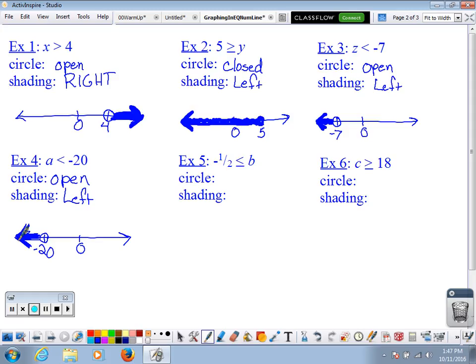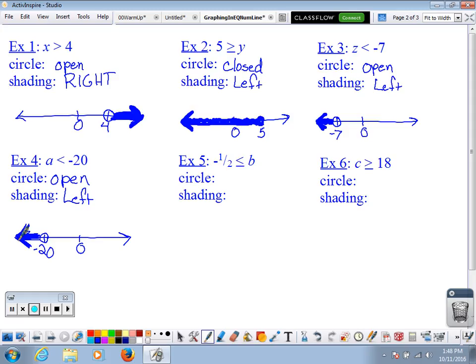Anywhere, so on number 2 here, any number in this shaded region is going to fit into this inequality. So if I pick, say, 4, is 5 greater than or equal to 4? Yeah. -6. Is 5 greater than or equal to -6? Yeah. That's the point of this shaded region. It tells us anything in there is going to fit. Anything in there is going to work. Okay?